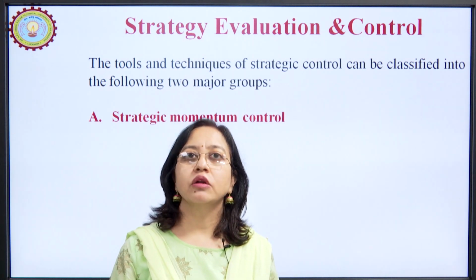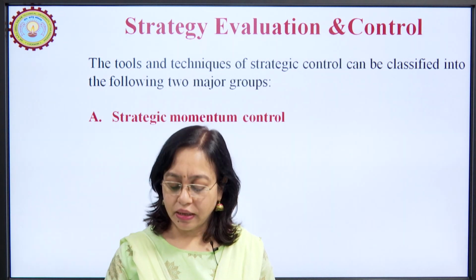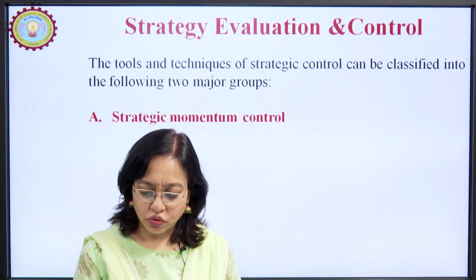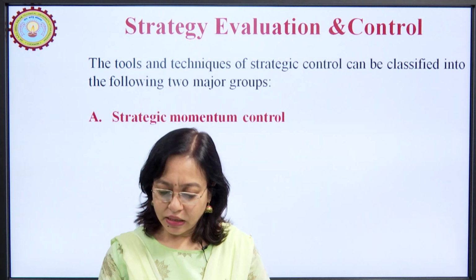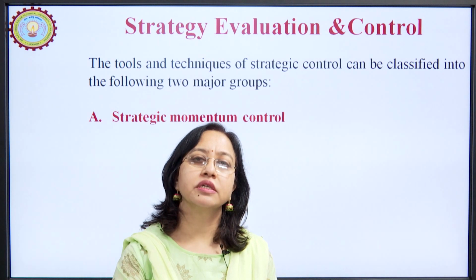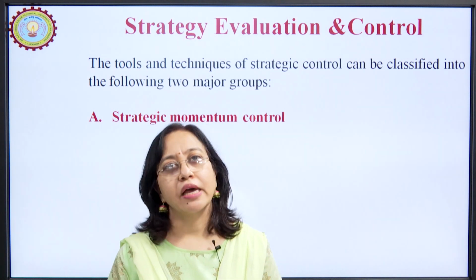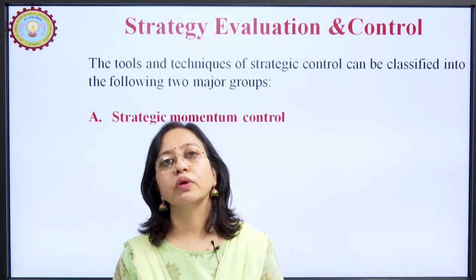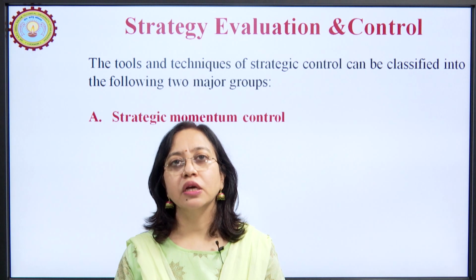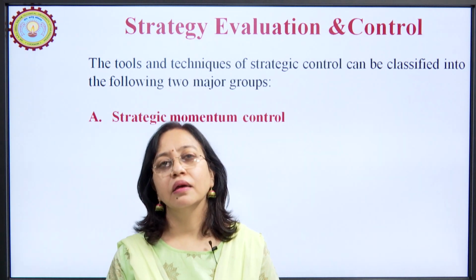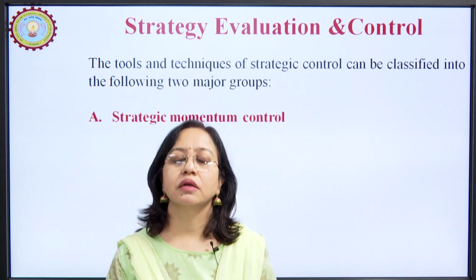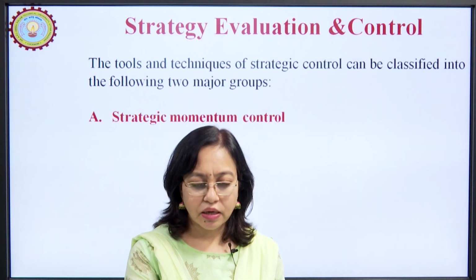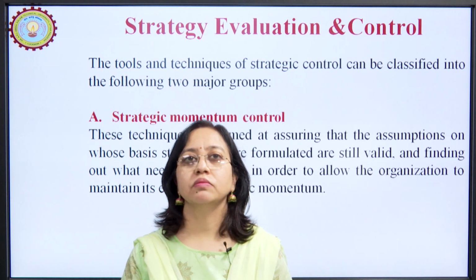If you remember, we have talked about the types of strategic control and there were 4 types: premise control, implementation control, special alert control and strategic surveillance control. These were the types. Now we are moving to the techniques. They can be classified into 2 categories. The first is strategic momentum control and the second, which we will discuss after a little while, is strategic leap control. So, let us take a look at the strategic momentum control.